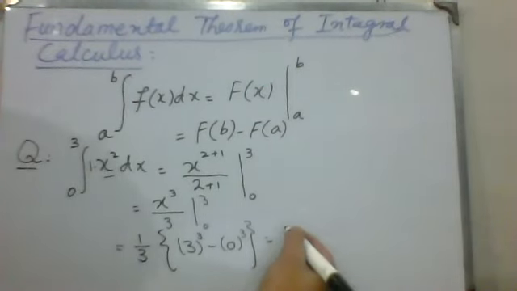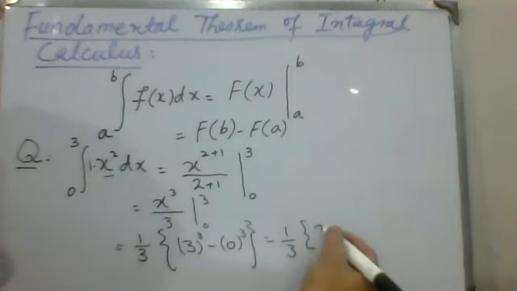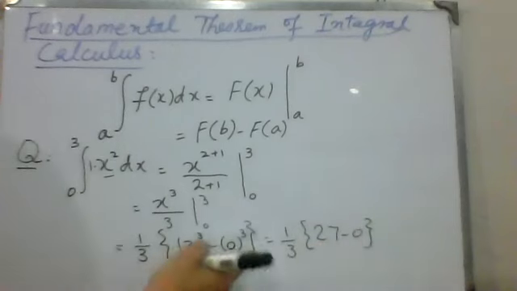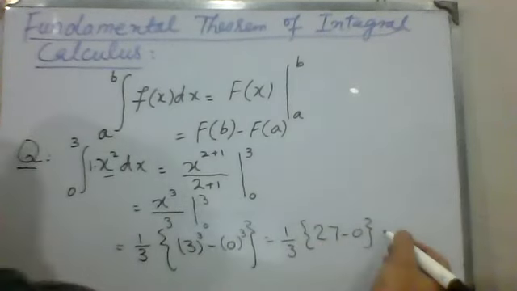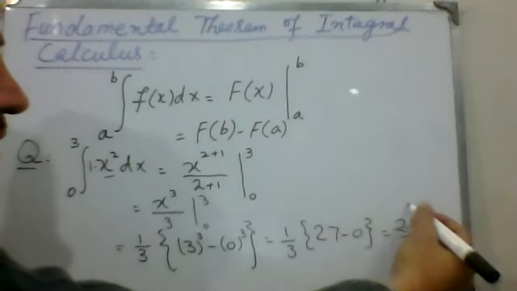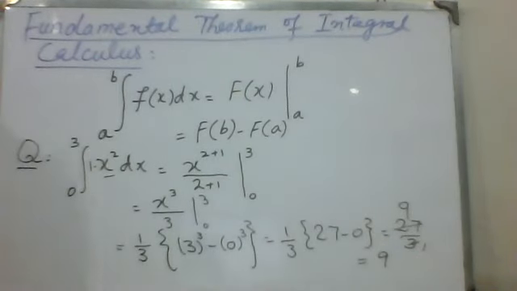Here 1 by 3, and 3 power 3 is 27, minus 0, 0 power 3 is 0. So we get 27 by 3, 3 nines are 27. So we get 9. The answer is 9. So that is the way to solve the problem.